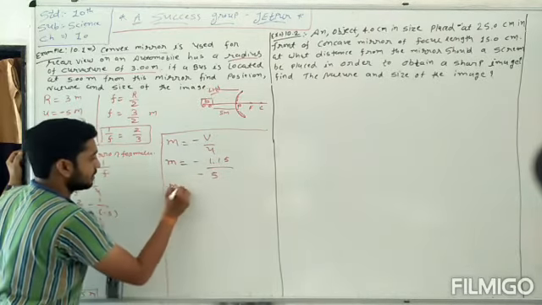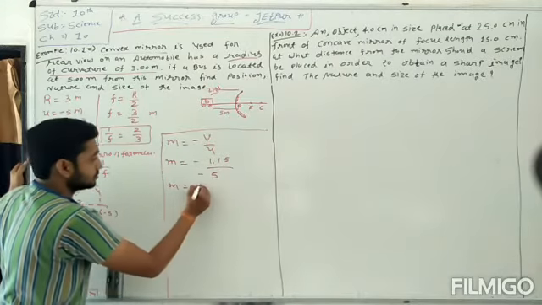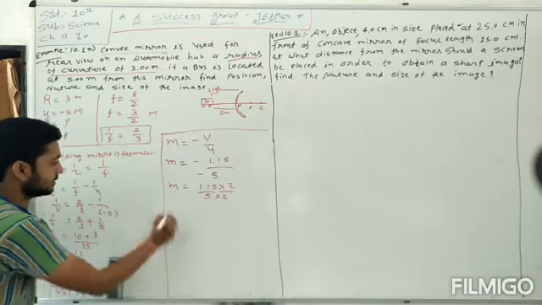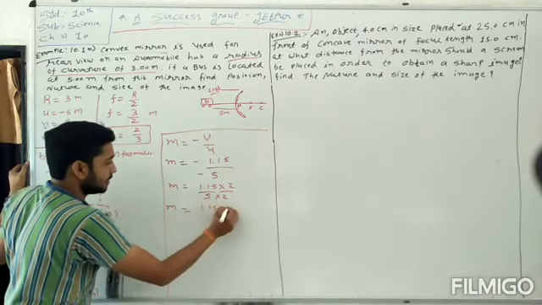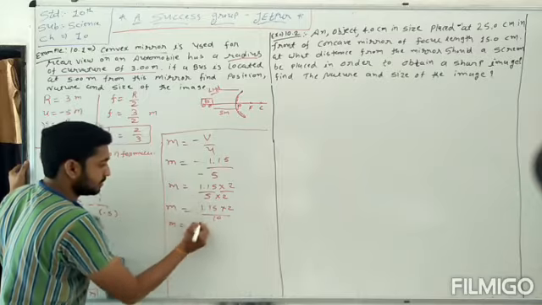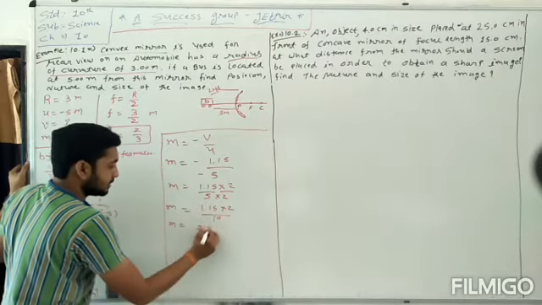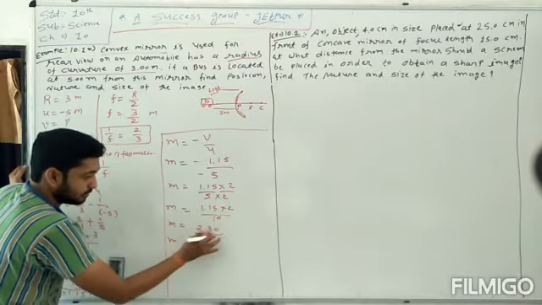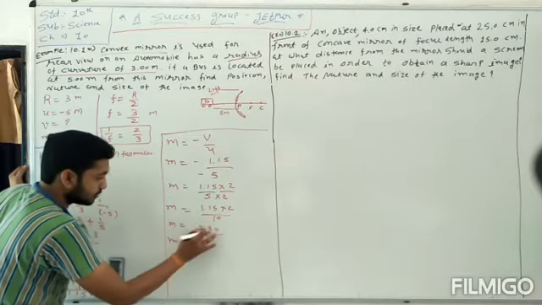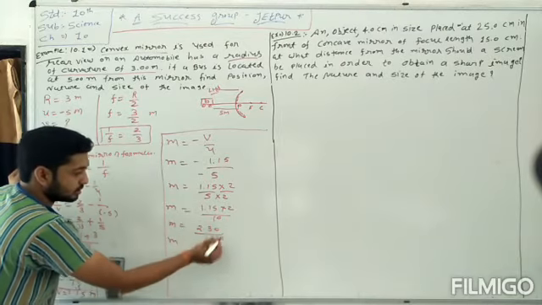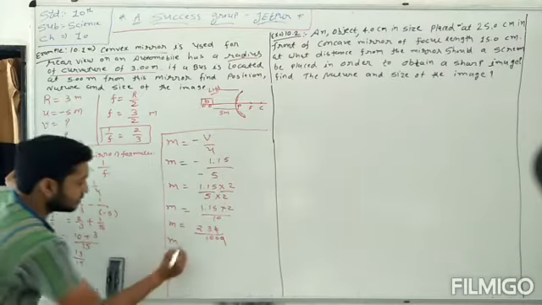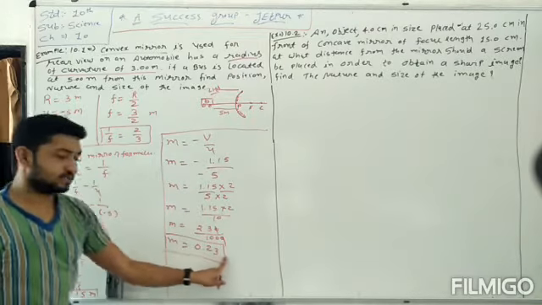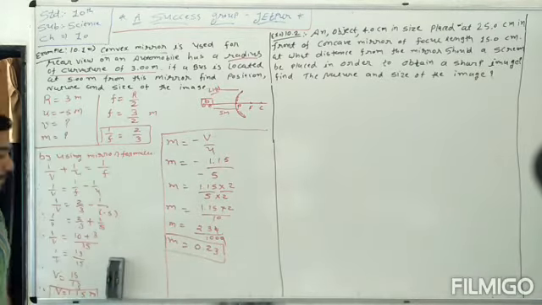So minus 5, minus cancels out. So 1.15 by 5. Now multiply and divide by 2 on both sides. So m is equal to 1.15 into 2 by 10. m is equal to 2.30 divided by 10. If the point is before 2, we place 2 zeros. 0 cancels out. 23 by 100. So magnification becomes 0.23. It has no unit because it is a ratio.